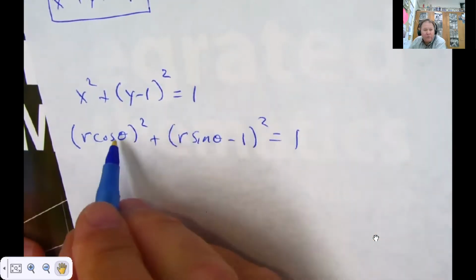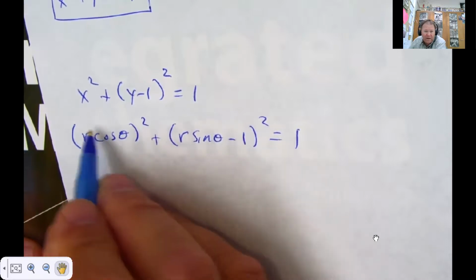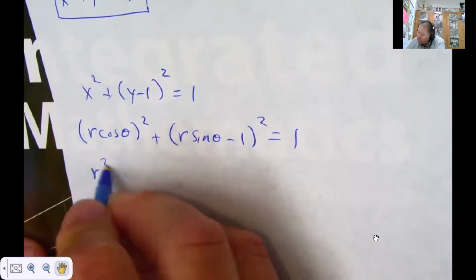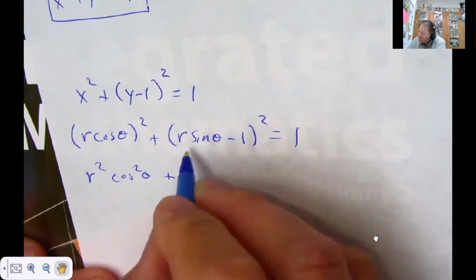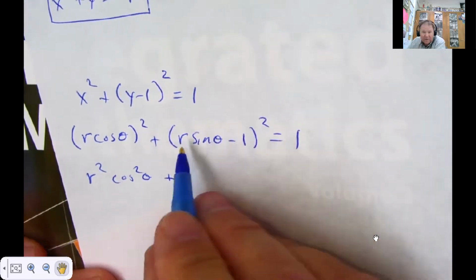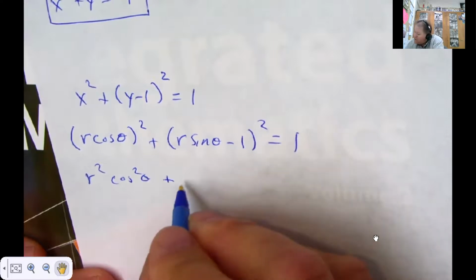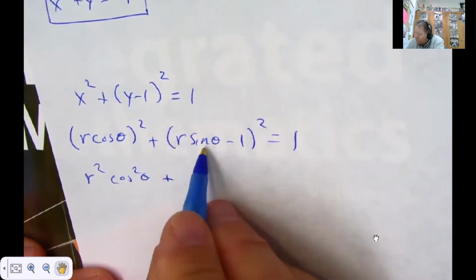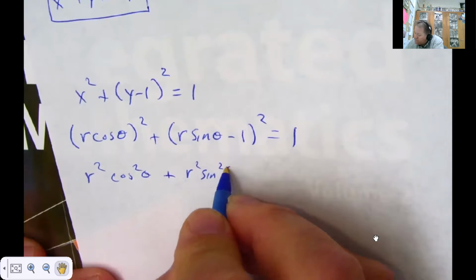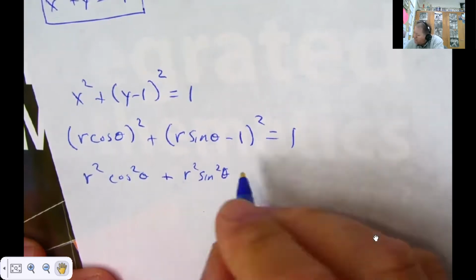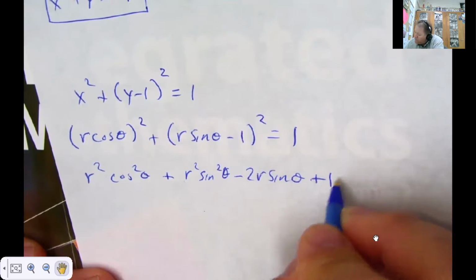All right, so what do you do? You square each of these. If you have a times b squared, you square a and you square b. So it's going to be r squared cosine squared of theta plus, that I'm going to expand. That's a binomial, so I'll use binomial expansion here. So this is going to be square the r, square the sine. It's going to be r squared sine squared theta. And that's going to be minus 2r sine theta plus 1 equals 1.